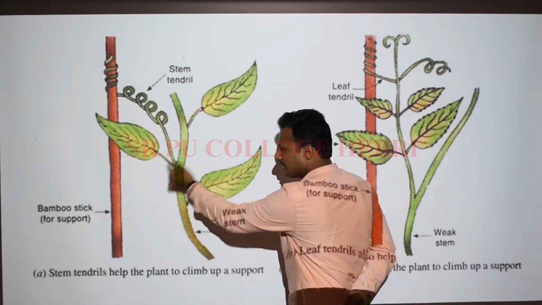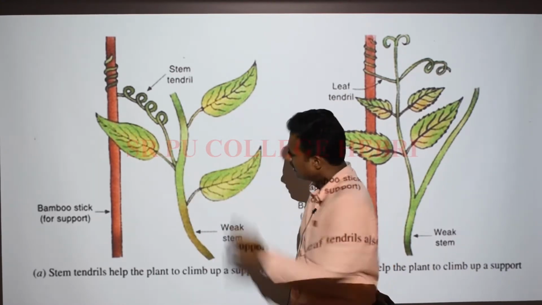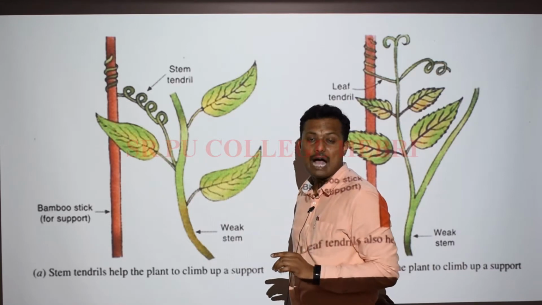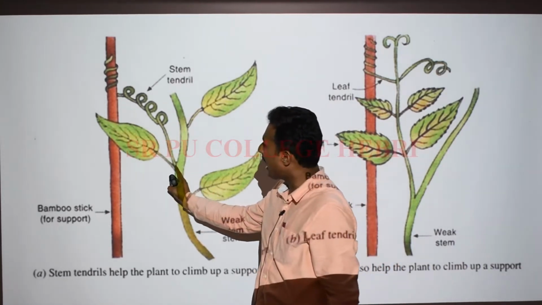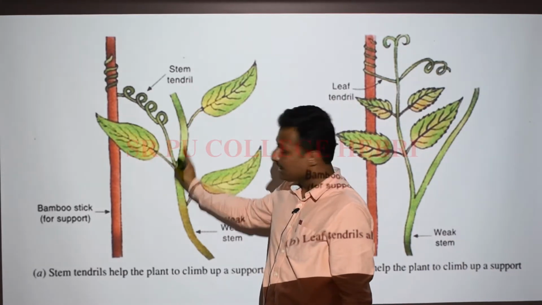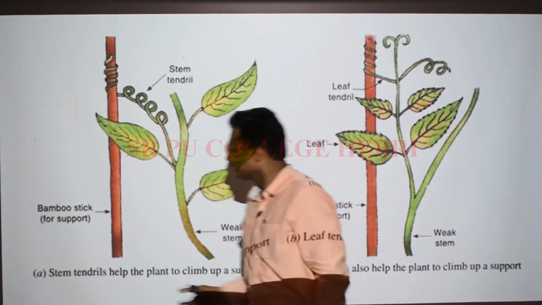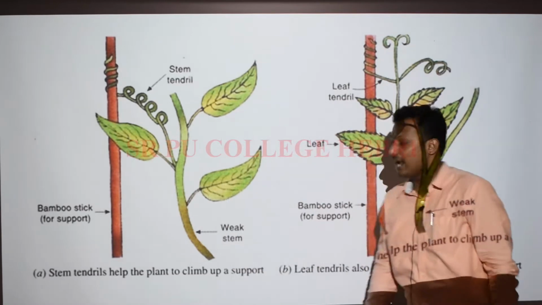The angle between these two, we call it the axil. So from that axil, if the bud of the axil or axillary bud is modified to form the tendril, then in that case it will be called a stem tendril.